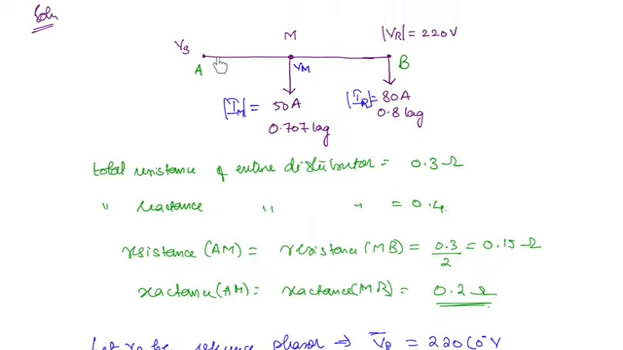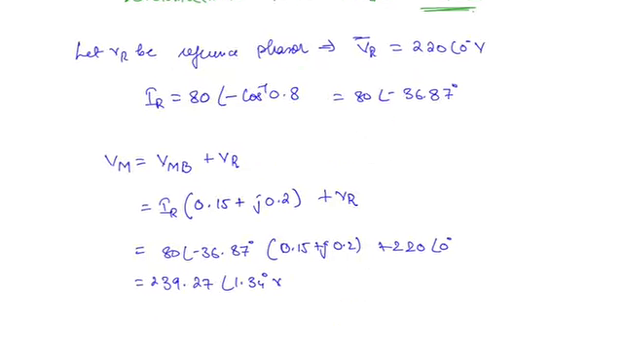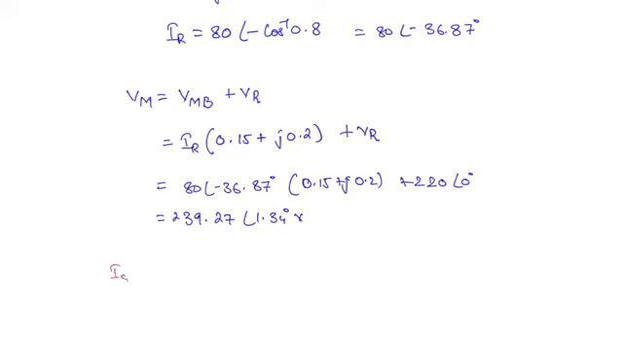Now once you know VM, the sending end voltage will be equal to the drop across this section plus VM. Now VM we know, we need to find the drop across this. To find the drop, we need the current through it. If you take this as Is, this is going to be Im plus Ir. These are all phasors, so Is is equal to Im bar plus Ir bar.